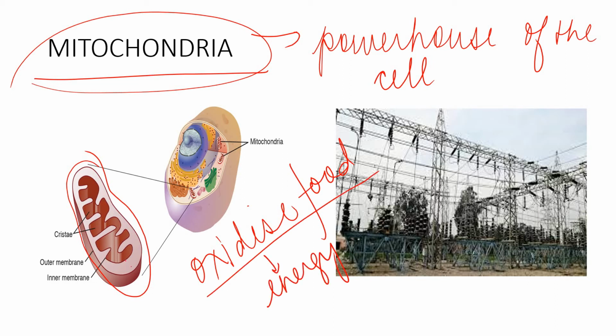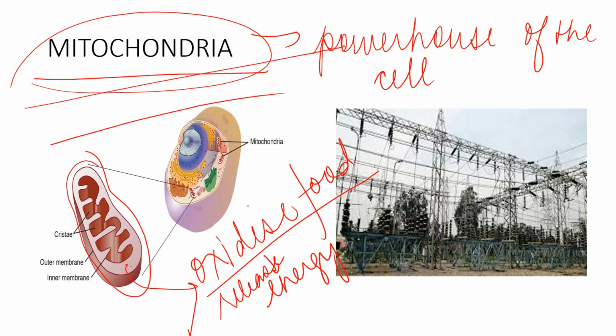So this mitochondria helps the food to get oxidized and thus release energy, and thus we get that energy to run, to work, to sing, to dance. So for that purpose, this mitochondria is called the powerhouse of the cell.